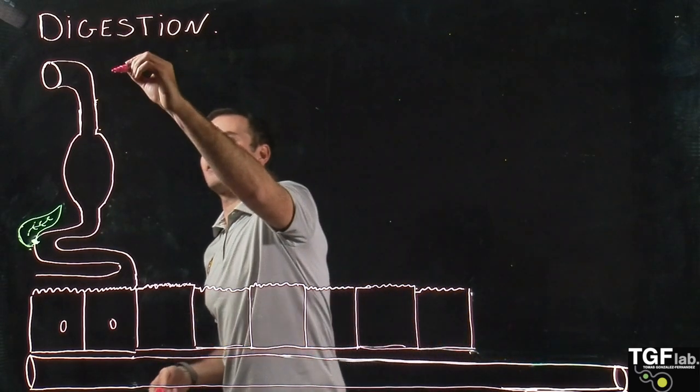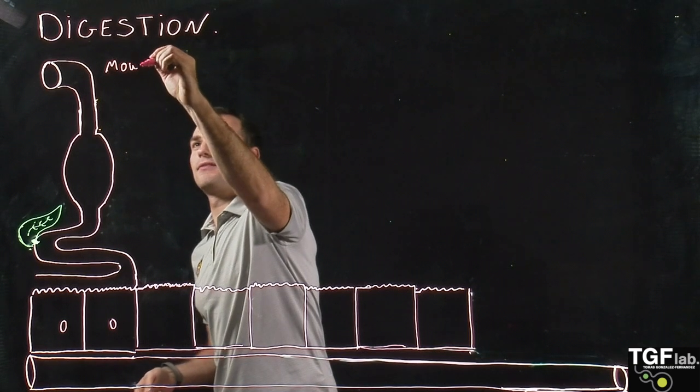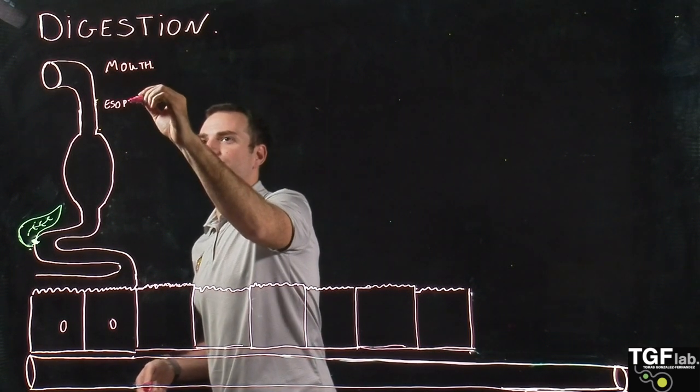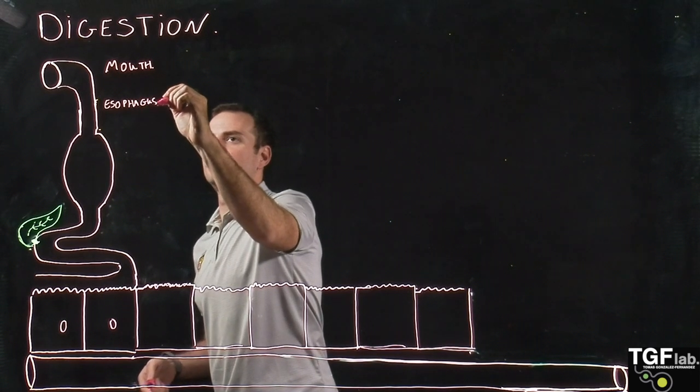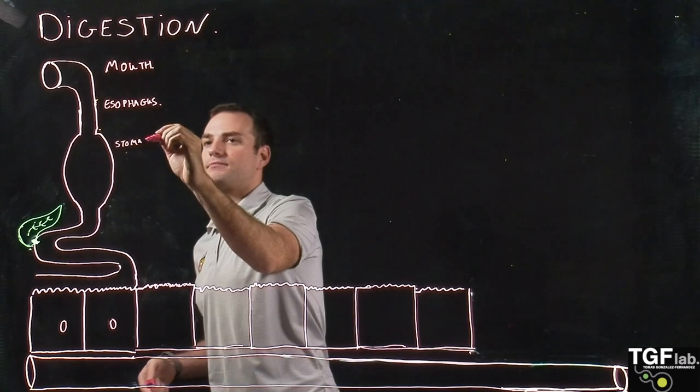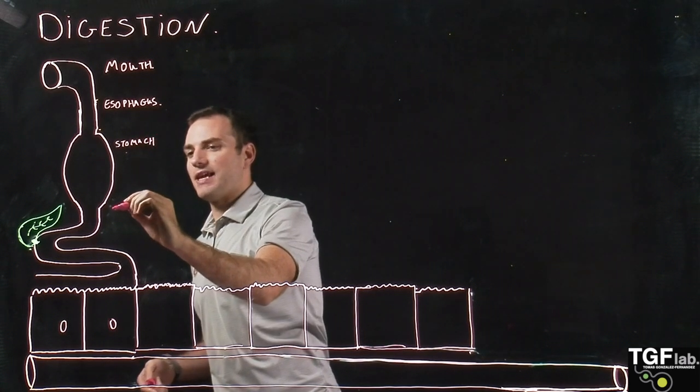So if we start here, we have the mouth. Then we're going to have the esophagus. Then we have the stomach. And then we have the small intestine.